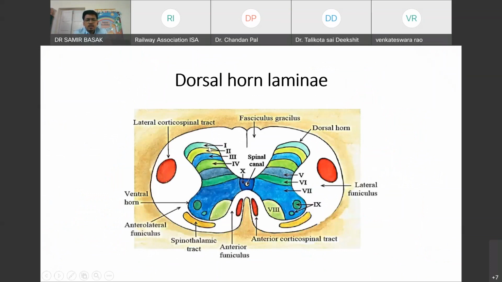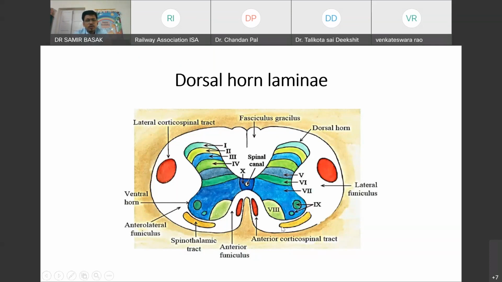Here the Rexed lamina is a very important part. Lamina 1, 2, 3, 4, 5, 6, 7, 8. And where is 10? Lamina 10 surrounds the central canal, the spinal canal. It is an MCQ: X is around the central spinal canal, and the most superficial are 1 and 2. Laminae 1, 2, 3, 4, 5 are important for transmitting the pain signal. The others are for the motor signal, the motor pathway. So 1, 2, 3, 4, 5 are the most important in the dorsal horn when discussing the pain pathway.